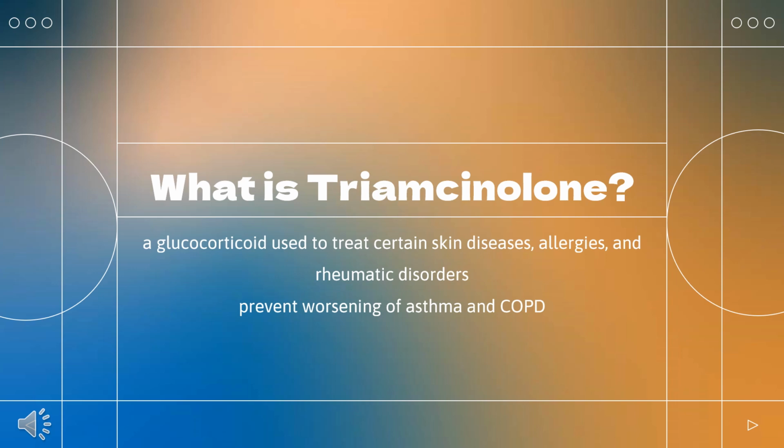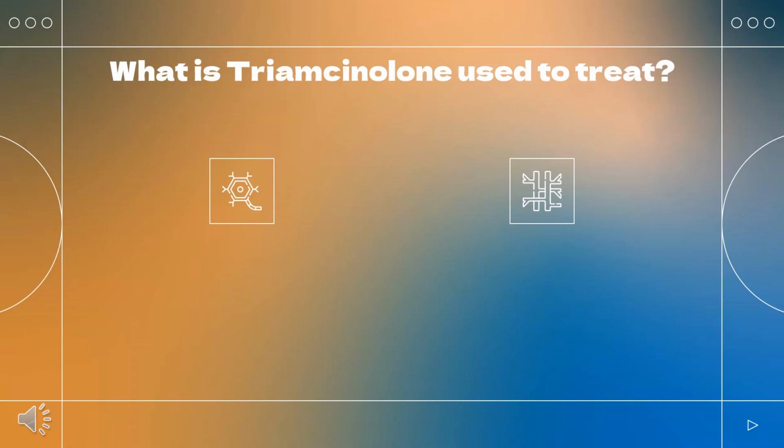Triamcinolone was patented in 1956 and came into medical use in 1958. It is available as a generic medication. In 2020, it was the 106th most commonly prescribed medication in the United States, with more than 6 million prescriptions.